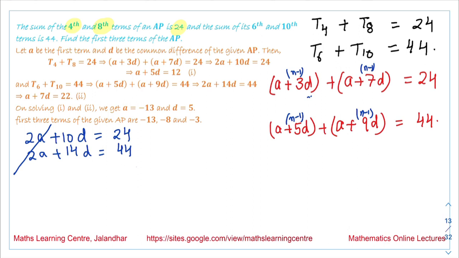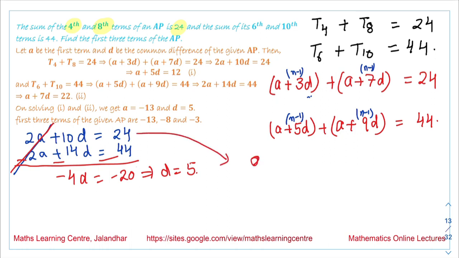Now if we subtract these two equations, the 2a terms get cancelled. What is left is 4d is equal to 20. So this gives us d is equal to 5. If we substitute the value of d in one of the equations, suppose I am substituting this value of d in the first equation, I will get a plus 5 into 5 is equal to 12. So a is equal to 12 minus 25, that is equal to minus 13. So we get a is equal to minus 13 and d is equal to 5. These are the two values we are obtaining.